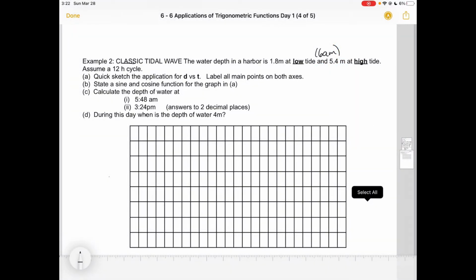This example is a classic tidal wave problem. So the water depth in a harbor is 1.8 meters at low tide. This is going to be our minimum, and 5.4 meters at high tide. This is going to be our maximum, and we know that we've got a 12-hour cycle. So that means that our period is 12 hours.